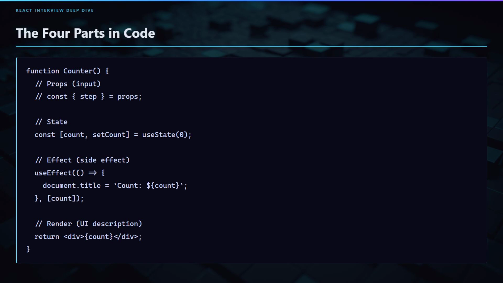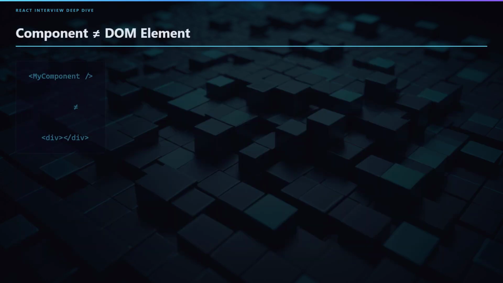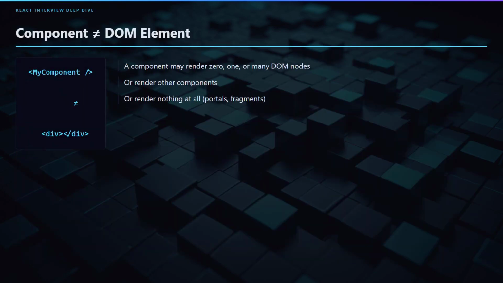One important distinction that trips up many developers: a component is not the same as a DOM element. A single component can render 0 DOM nodes, 1 node, many nodes, other components, or nothing at all, for example when using portals or fragments.